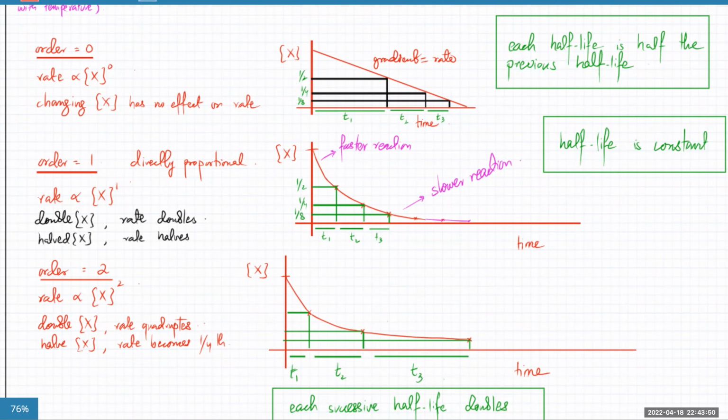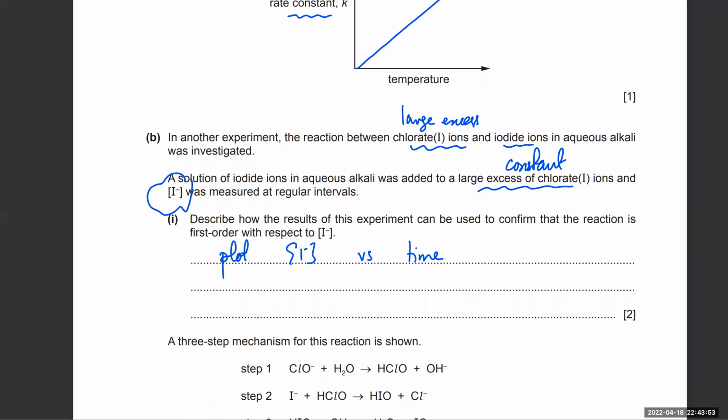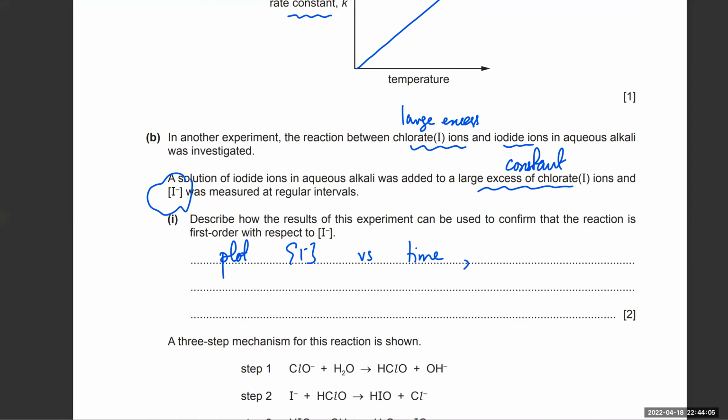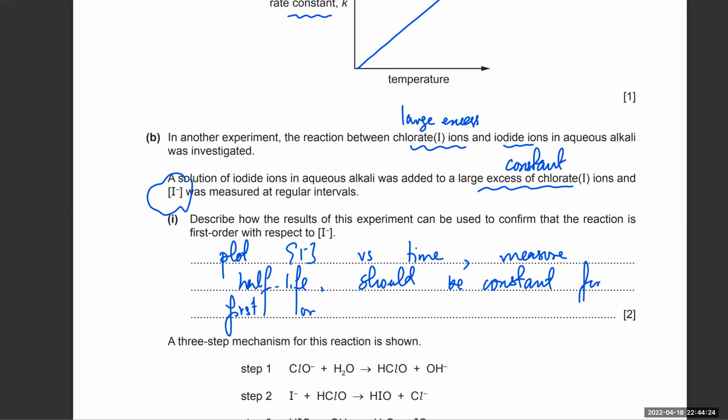So in this case, you plot I-1 concentration versus time, and when you do that, it can be used to confirm the reaction is first order. For first order, your shape would be like this. It's going to have a constant half-life. So you're going to measure the half-life, and it should be constant for a first order reaction.